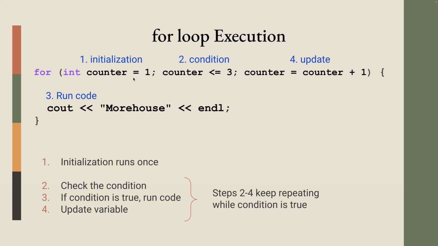So the initialization runs once, then we check the condition, we run the code, we update. Looks very much like a while loop. Notice that the update is the last thing to happen before the next run of the loop. Okay?